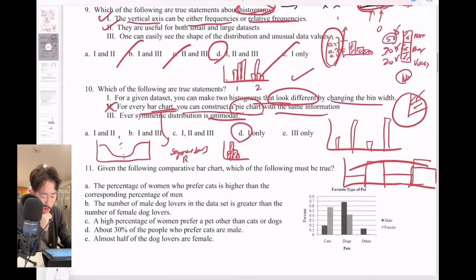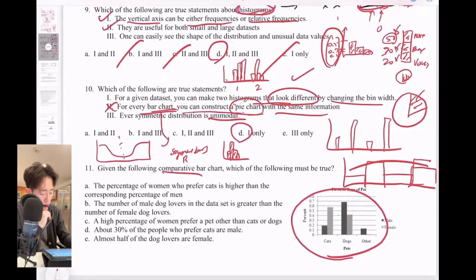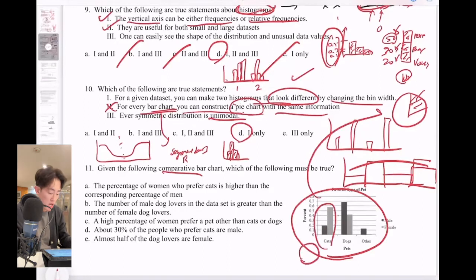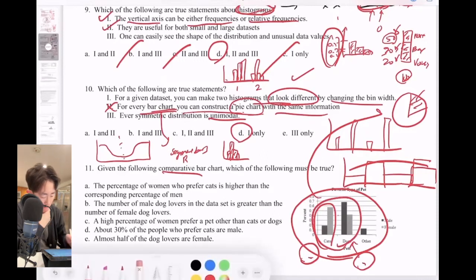Yes. All right. So given the following comparative bar chart, like I said, this one is the reason why you cannot place this into one singular pie chart. You can do one singular pie chart for the cats and one singular pie chart for the dogs, but you can't do both at the same time that represents everything. Because you don't know how many dogs are there, how many cats are there, and the numbers could all be mixed up and be different.